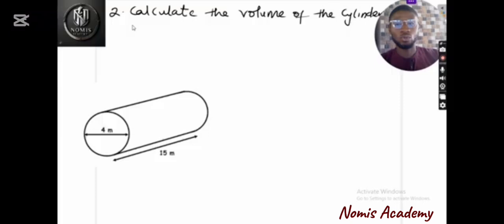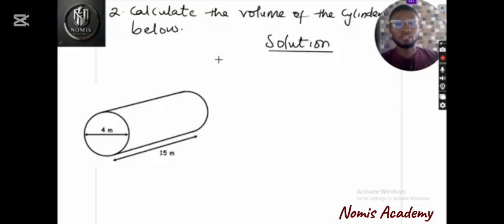So look at the cylinder we have below. We have a cylinder whose base has a diameter of 4 meters, while the height of the cylinder is 15 meters. So it's as simple as just to tell that, okay, let's go into the solution first. We must write the solution.